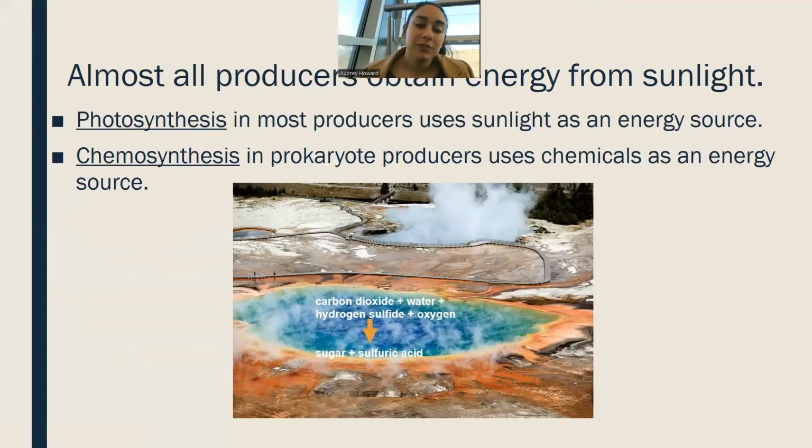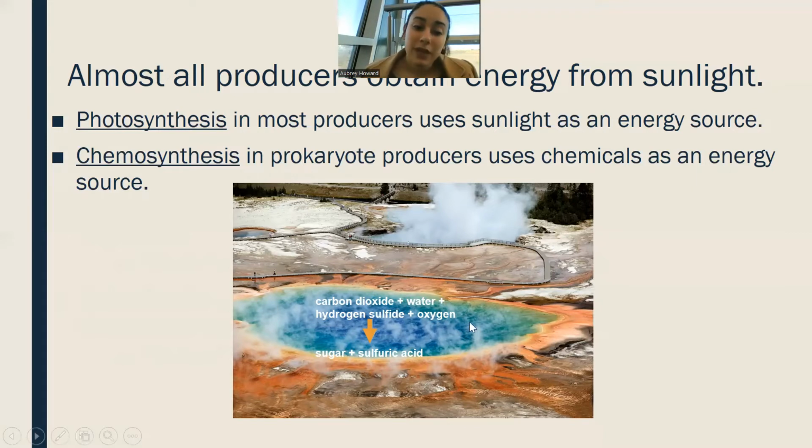And you can see the general chemical formula here where it says it uses carbon dioxide, water, hydrogen sulfide, and oxygen. So your hydrothermal vents down at the bottom of the ocean, where it's so dark that there's no sunlight able to penetrate that deep, there's still life that exists down there. And it's really based off of these producers, these autotrophs, the chemosynthetic bacteria associated with the hydrothermal vents.